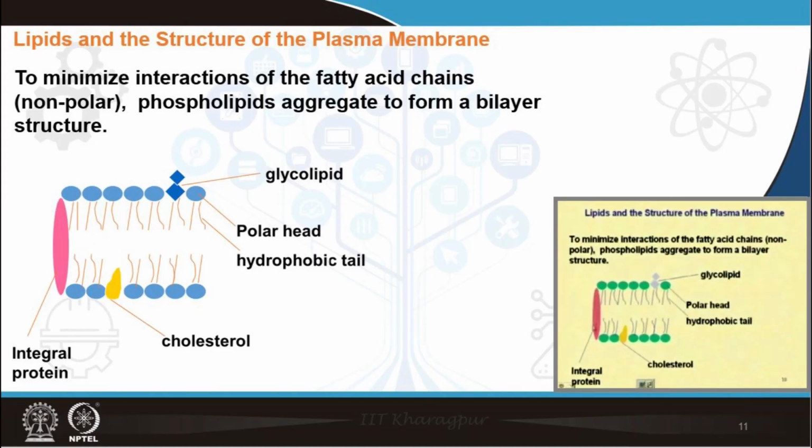Here we have a protein molecule. Now we are going to see how these protein molecules actually help in the transport. So we have these phospholipids aggregate to form this bilayer structure. We have already looked at the different types of phospholipids that we can have, including a glycolipid type where we have a sugar ring attached, like we would have in a cerebroside or a ganglioside.